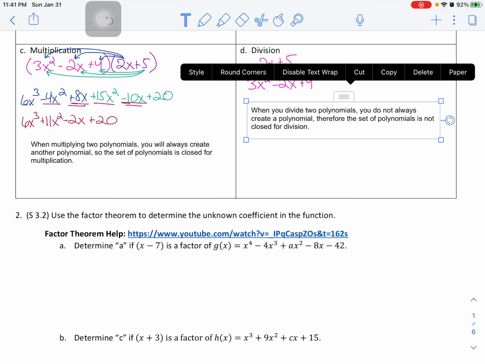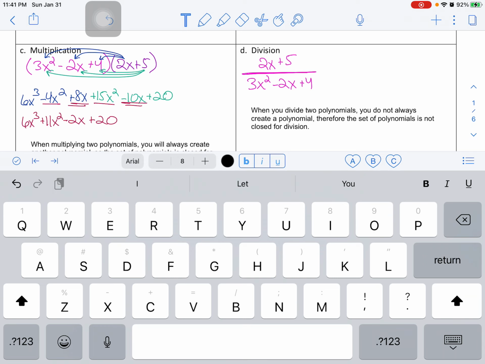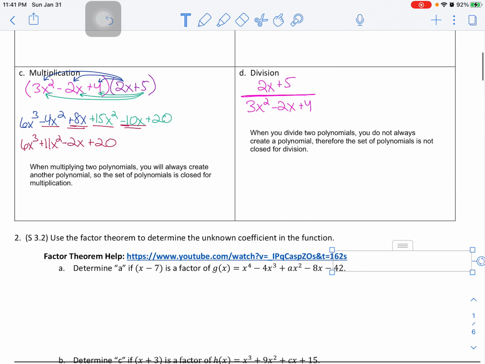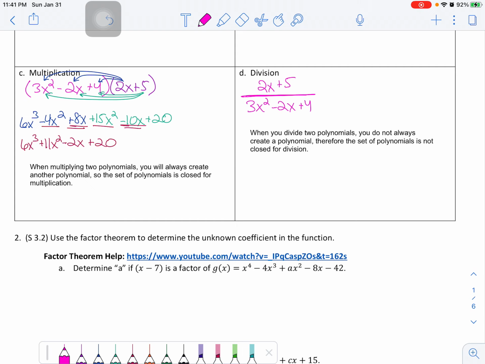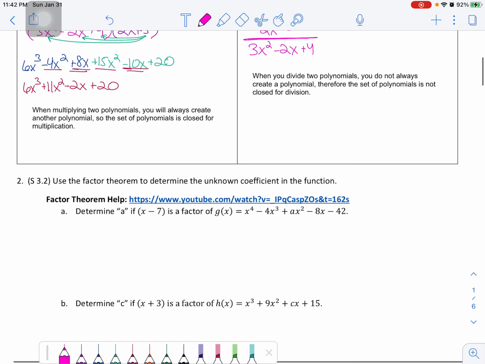Okay. It doesn't mean that the answers don't exist. It just means that you don't always create a polynomial. That's the idea behind closure. If a system is closed, then whatever system you're working in will only create those values. So addition of polynomials is a closed system. If you're working with polynomials and you're adding them, you'll always be working with polynomials. Division just doesn't have that same thing, so we say it's not closed. All right, that's enough of the closure property for right now.